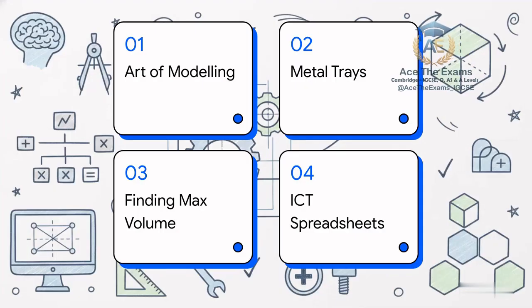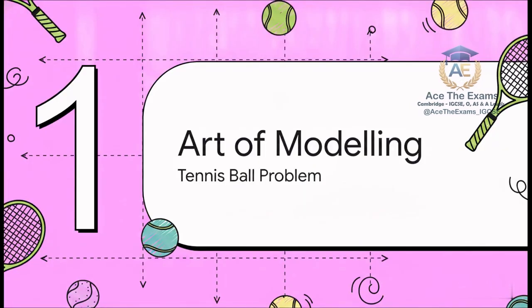Here's a quick look at our agenda for today. We'll be hitting 1. The art of modeling, 2. The tennis ball problem, 3. Modeling metal trays, 4. Finding maximum volume, and finally 5. ICT spreadsheet investigations. Section 1, the art of modeling, and Section 2, the tennis ball problem.